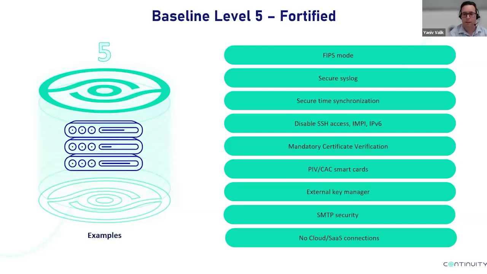And going to level 5, the highest tier, where we could include, for example, enabling FIPS mode, enforcing secure syslog and secure time synchronization, tightening access by disabling SSH, IPv6, IPMI, SAS connections where they're not required. You might also choose here to use an external key manager. And finally, at this level, we would want to implement a zero trust model and ensure that any communication is authenticated, encrypted, and verified.